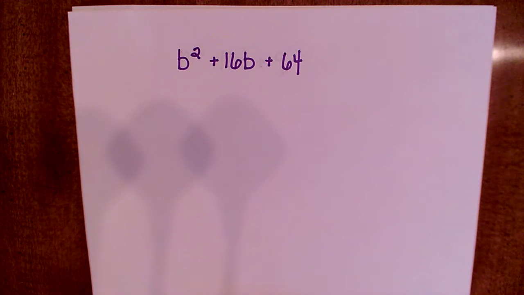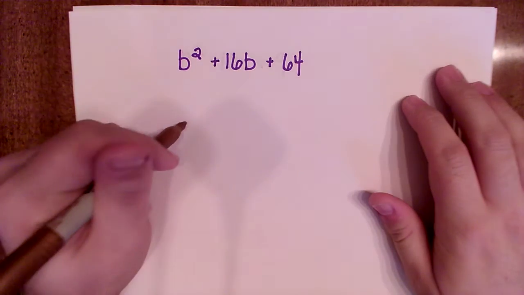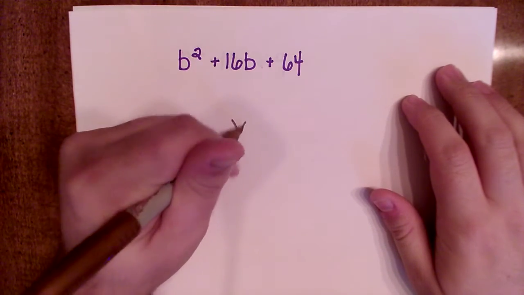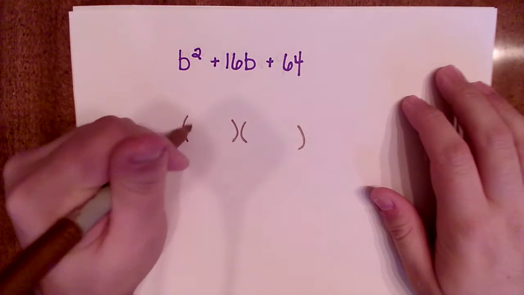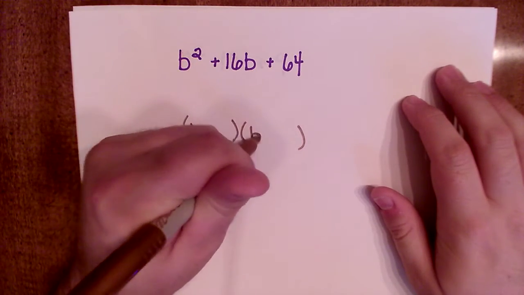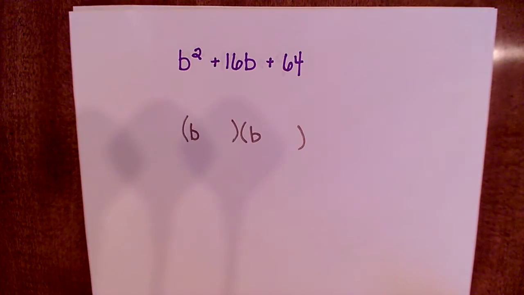We're going to be doing some factoring trinomials, and this is what we usually call the easy factoring. Okay, let's take a look at this. If we were going to make b squared, how do we make b squared? Well, b and b give us b squared.